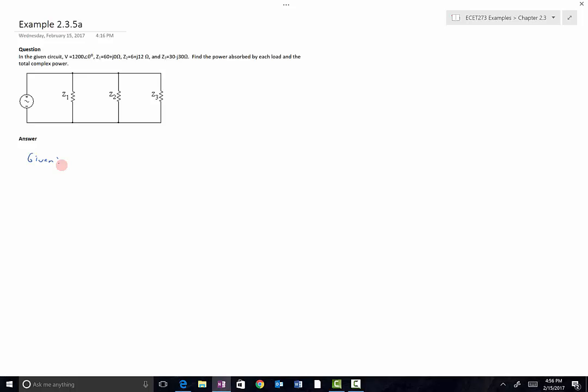The givens in this problem statement are that we have a supply voltage of 1200 at angle 0 degrees volts, and then we know the branch impedances. Z1 is equal to 60 ohms. Z2 is equal to 6 plus j12 ohms. And Z3 is equal to 30 minus j30 ohms.